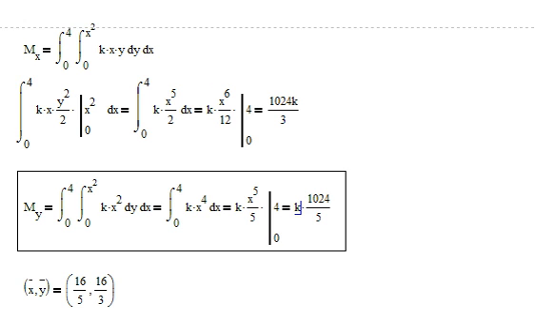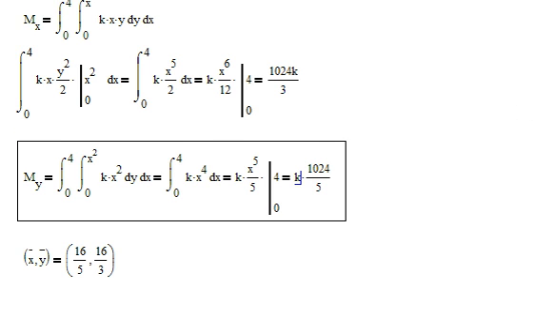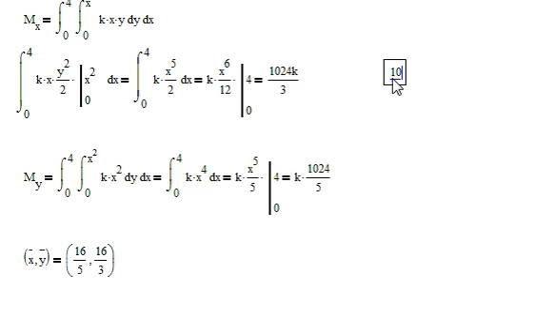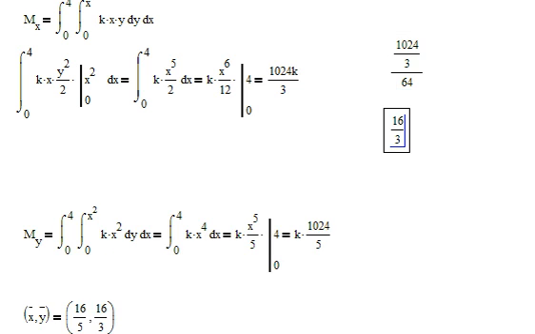And then when we say what is our centroid, it's 1024 over 3 divided by 64. There's a k in every one of these, so they're going to cancel out. And if you wanted to simplify this, I think I could probably simplify that. There, 16/3.